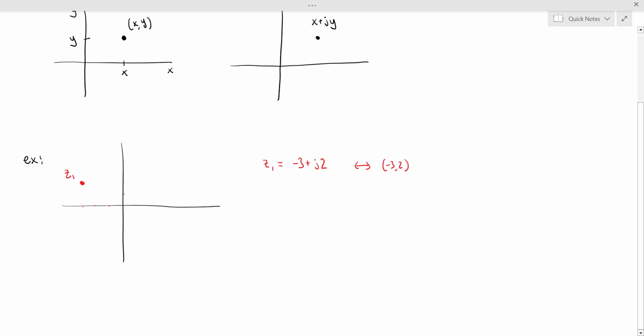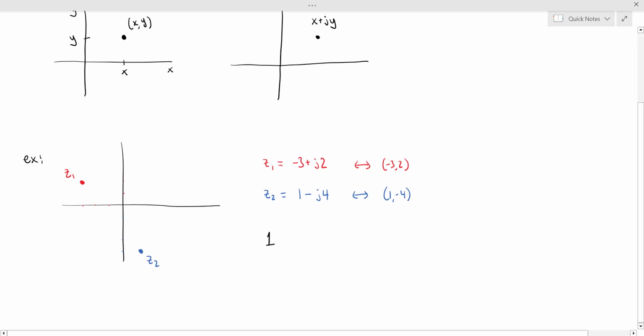Maybe take another example real quick. Let's consider a second complex number z2. Let's say z2 was 1 minus j times 4. So we will locate this at the point 1, -4 in the plane. The x-coordinate is 1, the y-coordinate is -4. So the complex number z2 would be located at that point in the complex plane.